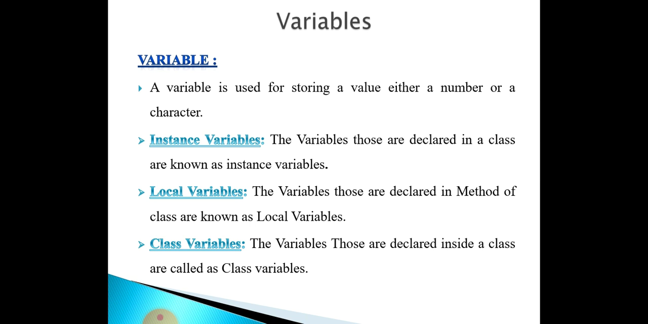What is the first condition? No space between class and name. Right. Second one is, in class the first letter will be capital, and in name the first letter will be capital. These are the three types of variables: instance, local, class. Next is data types.